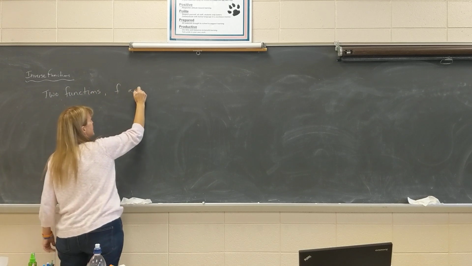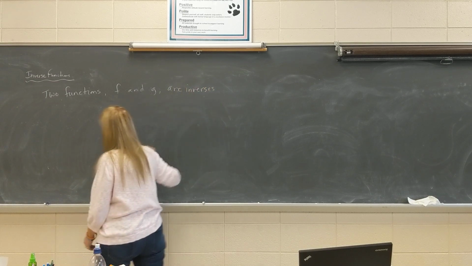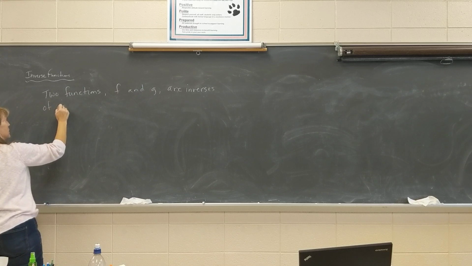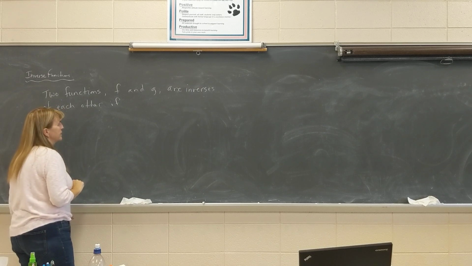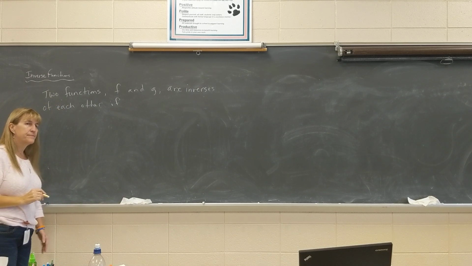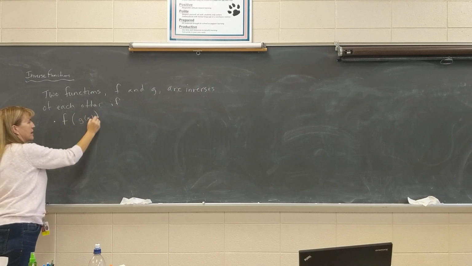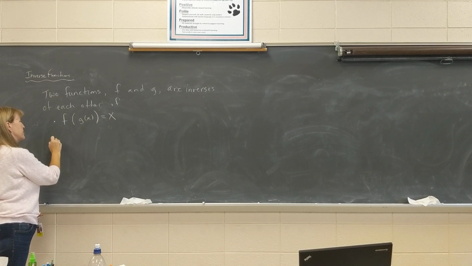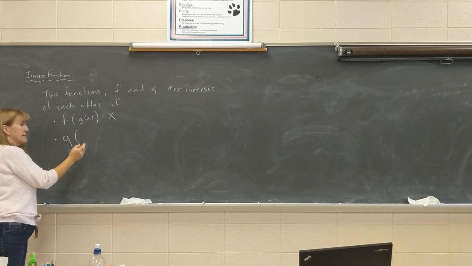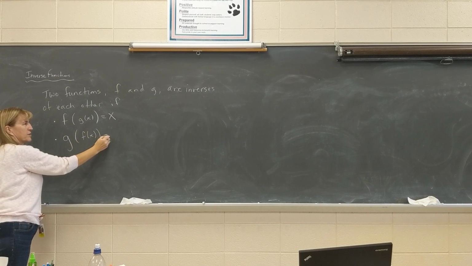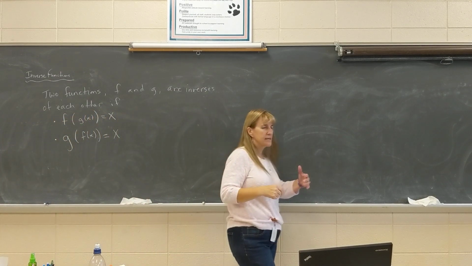Two functions, let's just call them f and g, are inverses of each other if, and only if, but I'll just say if, two things happen. So I have two bullets. The first bullet is that f of g of x has to bring you back to x. And the second bullet is that g of, take a guess, g of f of x also has to bring you back to x.